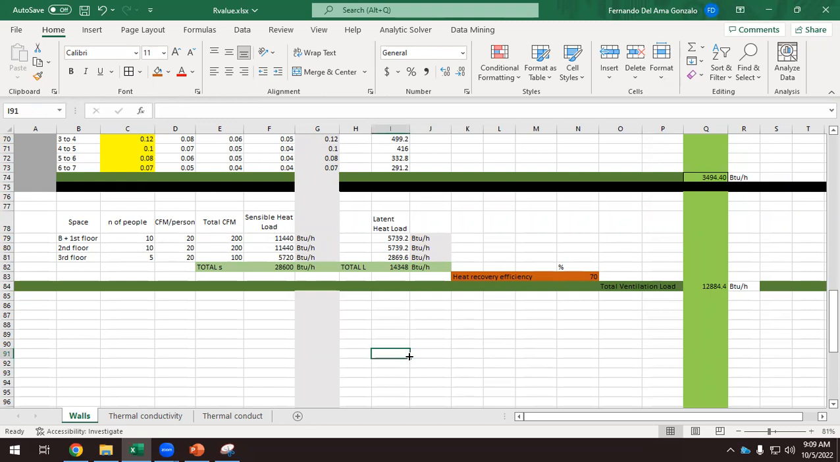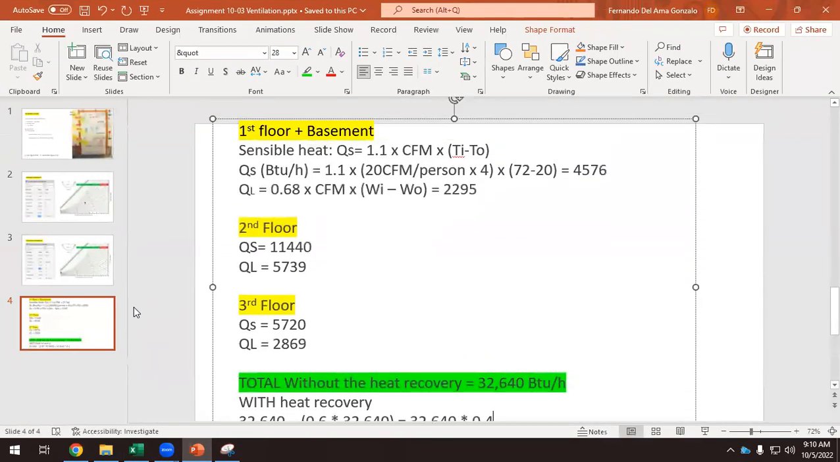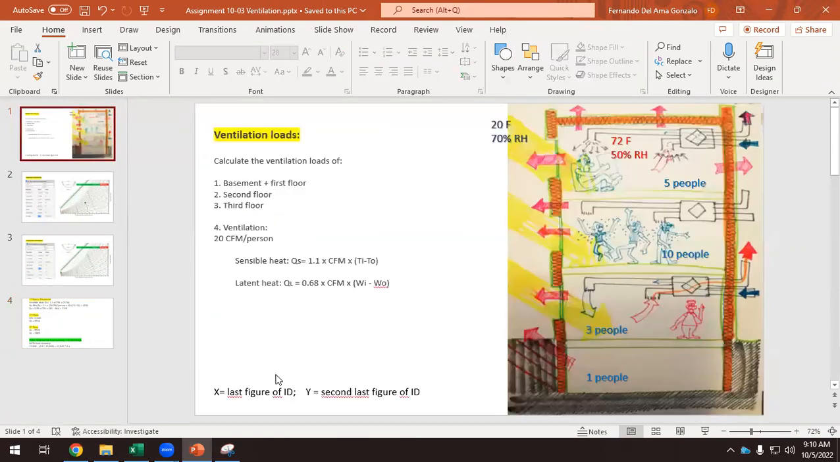Okay, so this is it. If you have done this with your Excel file, now this is what you have to do for this assignment. You have to include everything again. You have to include the heating loads for the walls, the roof, the details. So everything we have done so far. But now you have to add these slides. I will do something more professional for this.